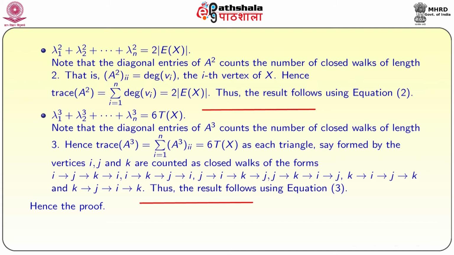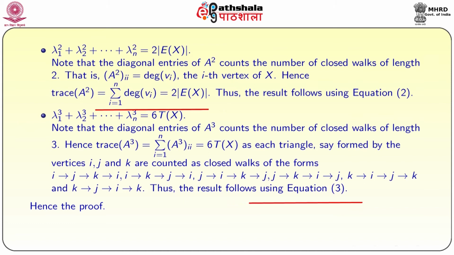that is equal to 6 times the number of triangles of X, as each triangle, say formed by the vertices i, j, k, is counted as closed walks of the form i to j, j to k, k to i; i to k, k to j, j to i; and so on. Like that, for a single triangle we are counting 6 times: starting with i 2 times, starting with j 2 times, starting with k 2 times. Thus, the result follows.